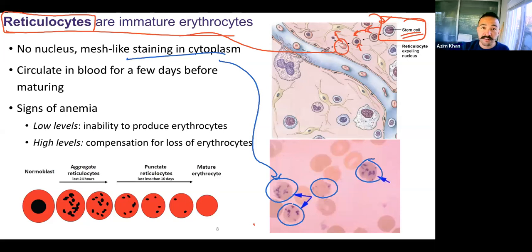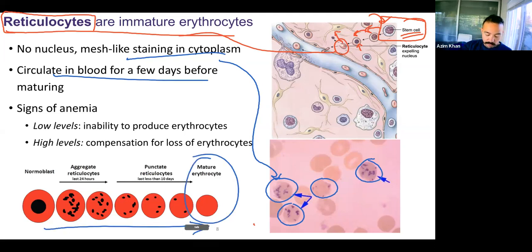And there's still material inside. Those are organelles that haven't fully disintegrated yet. They haven't fully been broken down. So reticulocytes do get released into the bloodstream. They circulate for a few days before they fully mature into a mature erythrocyte. So it takes some days to form a fully formed functional erythrocyte.